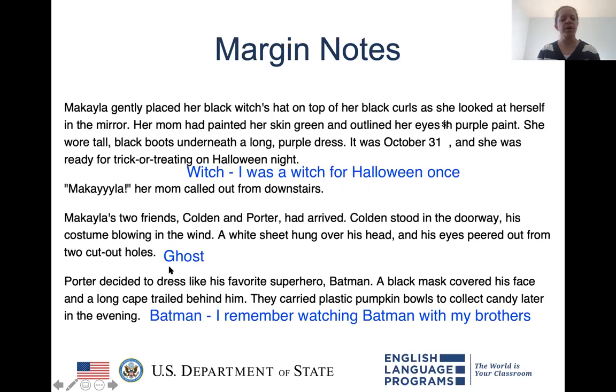After the 3rd paragraph, I wrote the word ghost because that was Colden's Halloween costume. A white sheet hung over his head and his eyes peered out from 2 cutout holes. I didn't write a connection here, but I remember my mom had a really little ghost costume that we would wear when we were little kids, 3 or 4 years old. Very similar to this. It was just a white sheet. Ours had a hood, so our faces showed.